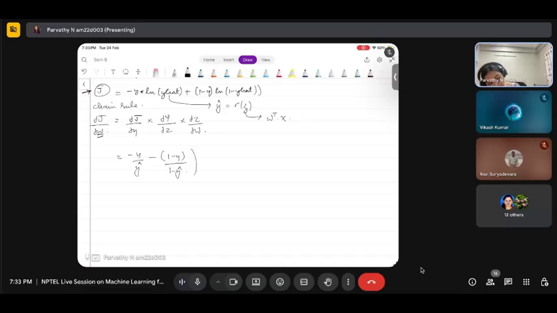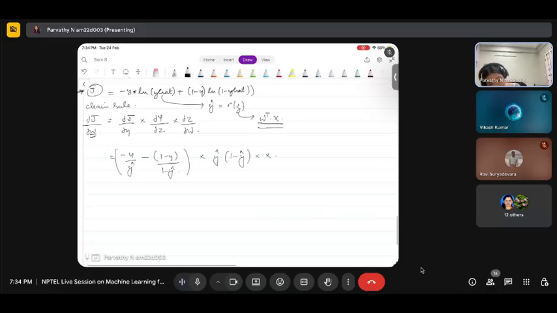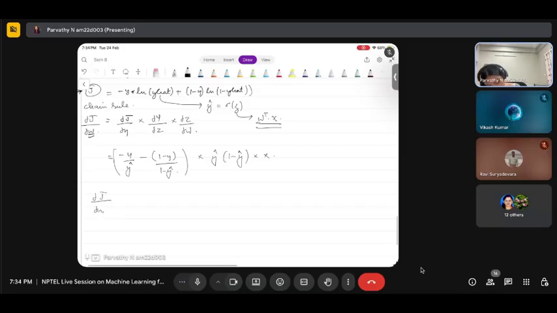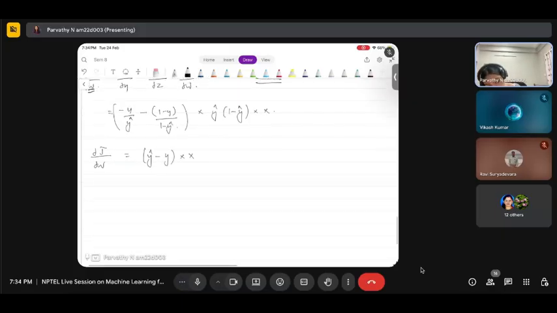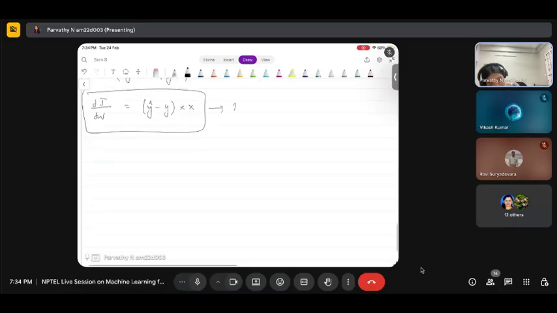And then when we do the dou y by dou z, that is sigmoid. So it is y hat into 1 minus y hat, because sigmoid is sigmoid of z into 1 minus sigmoid of z. And when we take the derivative of this, we get x. So when we rearrange this, what we finally get is this y hat minus y into x.